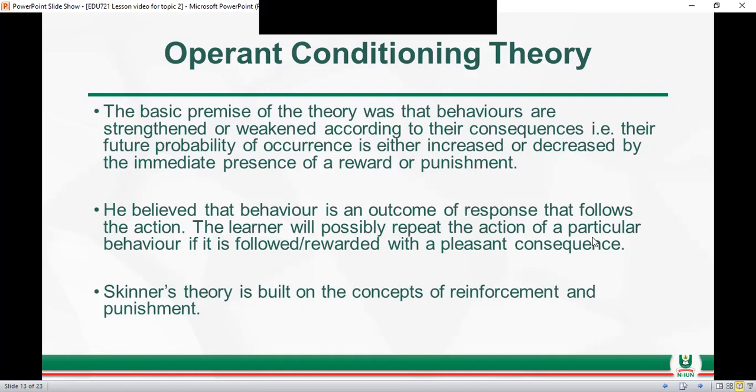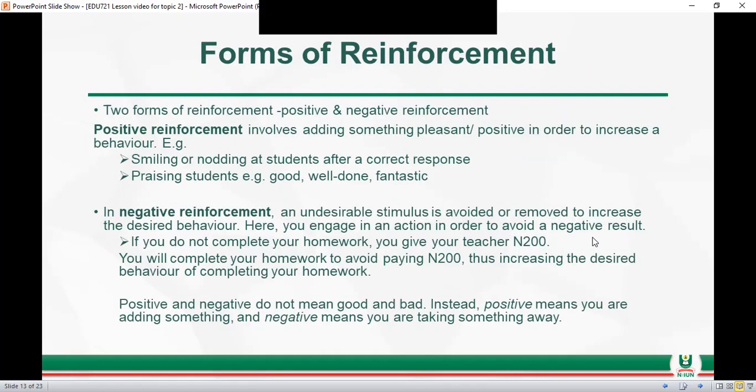Let's go on so you enjoy the lesson. Forms of reinforcement. Like I said, Skinner's theory is based on the concept of reinforcement and punishment. We're going to look at the two concepts in more detail. First, forms of reinforcement. There are two forms of reinforcement: positive reinforcement and negative reinforcement.